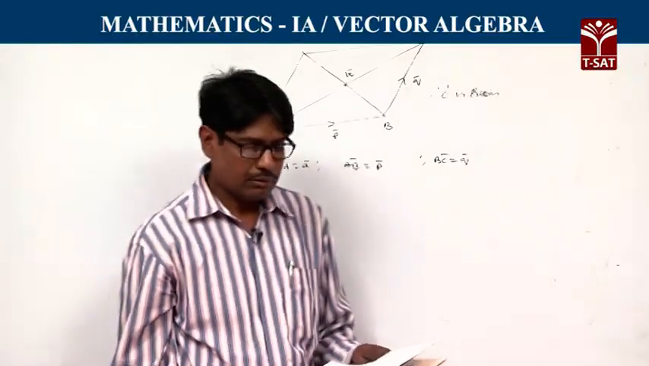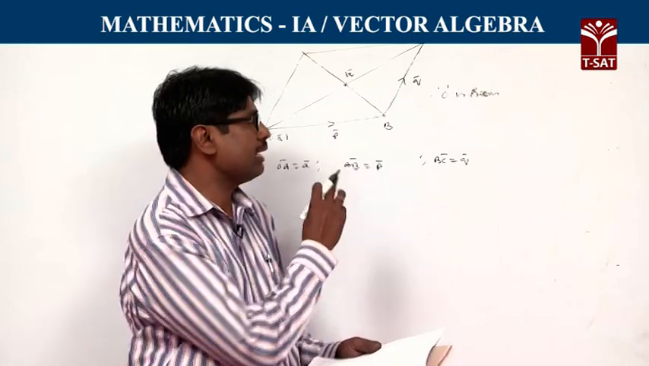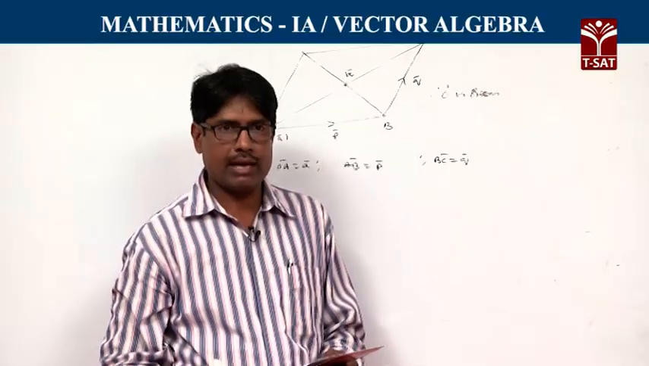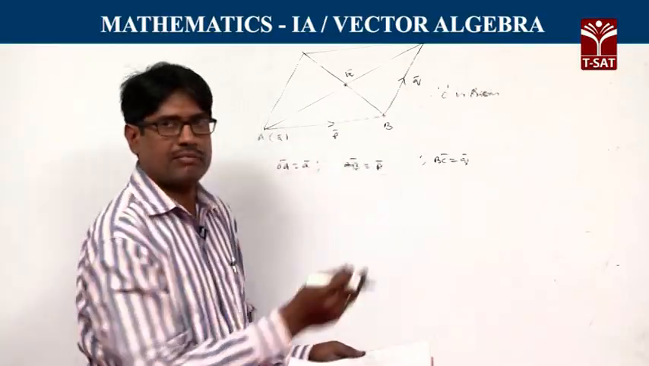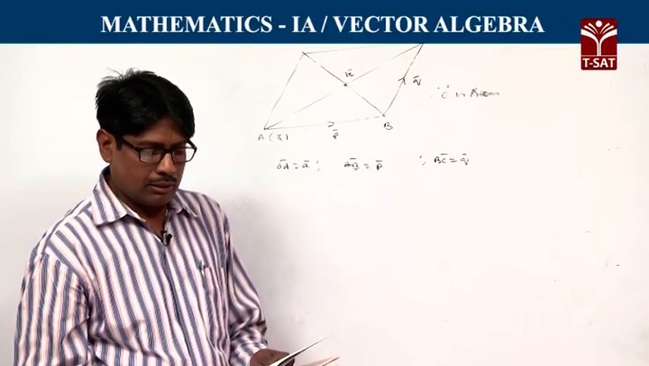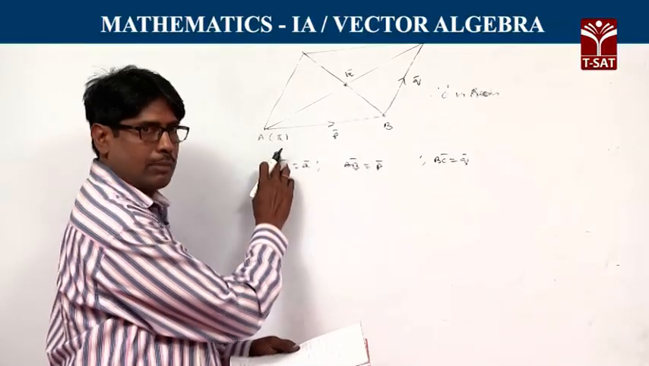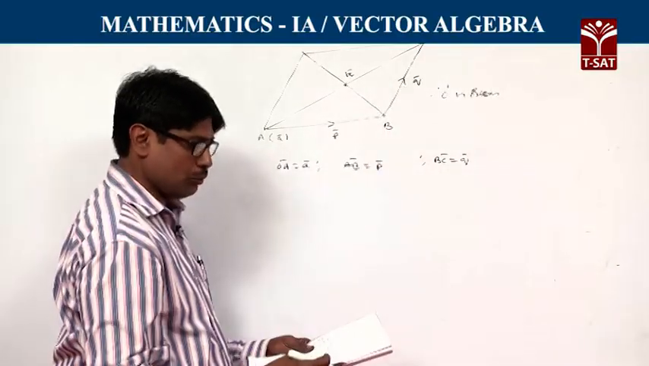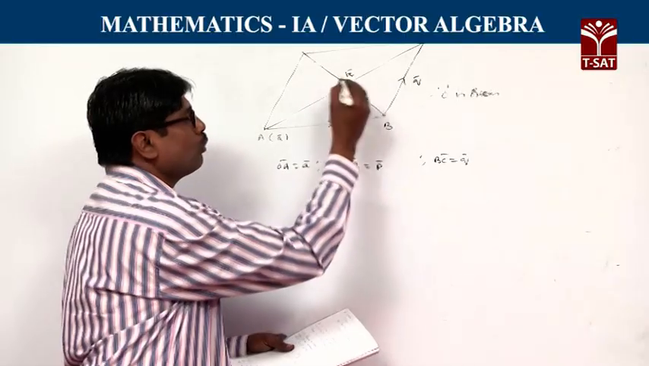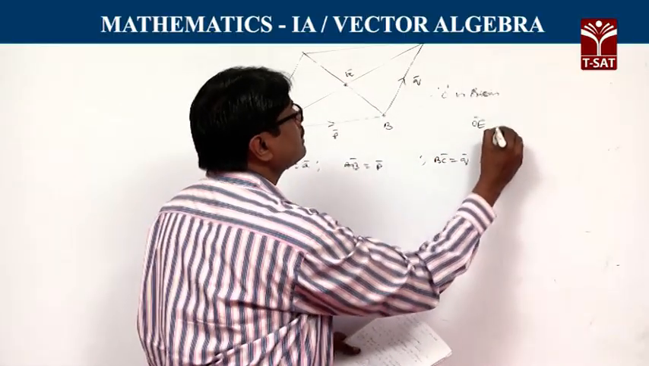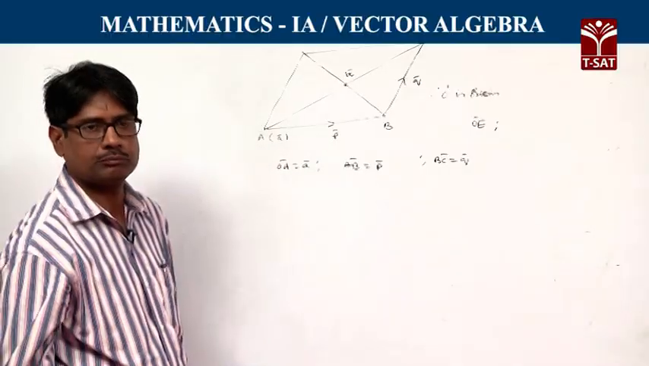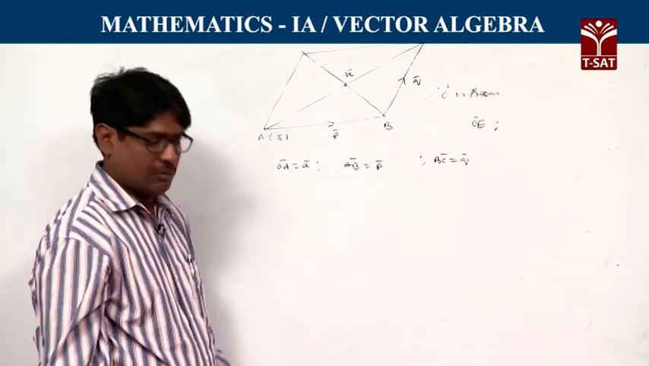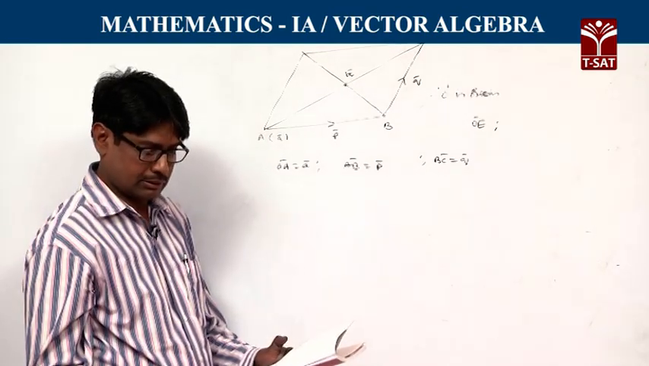I will repeat the question. The diagonals of a parallelogram ABCD intersect at E. E is the point of intersection of the diagonals. O is the origin, with reference to the above parallelogram. If the position vector of A is A bar and AB bar is equal to P, BC bar is equal to Q, then express OE bar in terms of A bar, P bar, Q bar. So calculate the point of intersection of the diagonals, where E is the point of intersection.